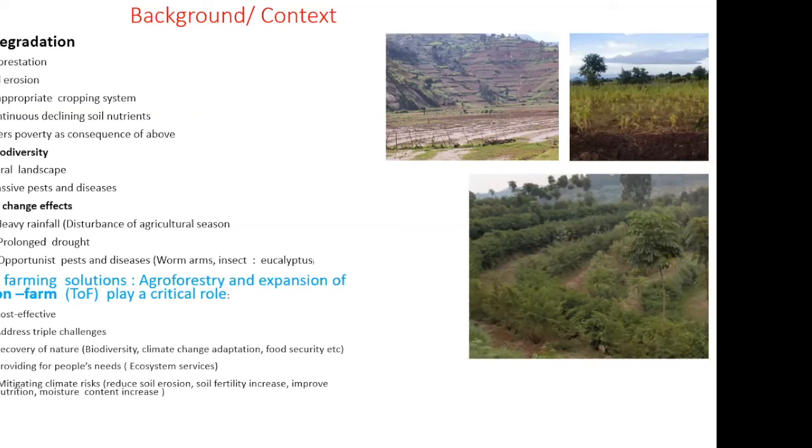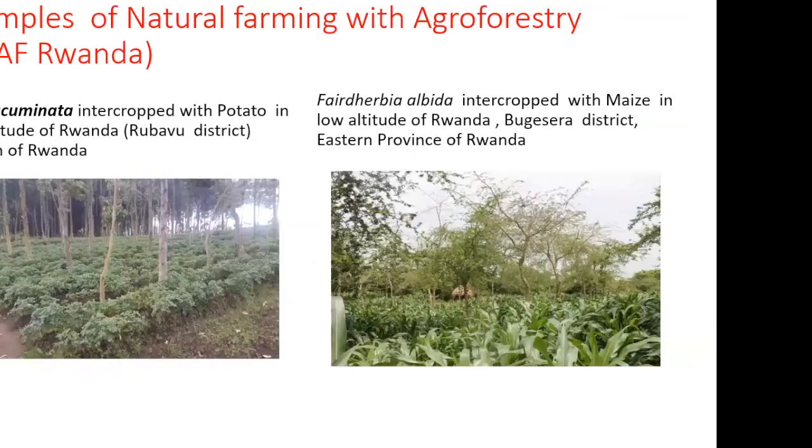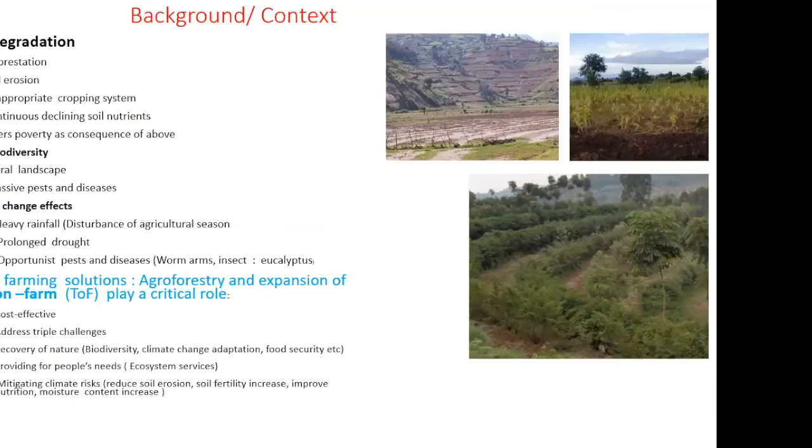If you see my pictures on your right, you see how huge the erosion is. And you see this photo, the drought problem. And down there, you see the agroforestry solution and other solutions. That is what Rosine said.